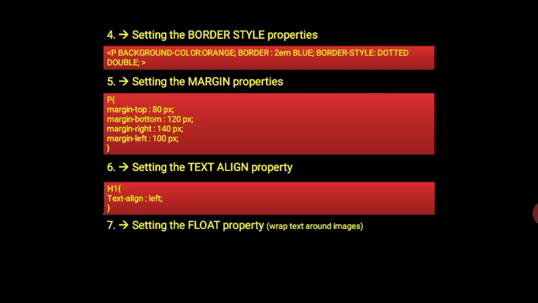Next one is the float property. The float property means wrapping text around the images. You know that wrapping text is used in MS Word also. But here also, suppose one page contains the full text and I want to keep an image in between or in its size.